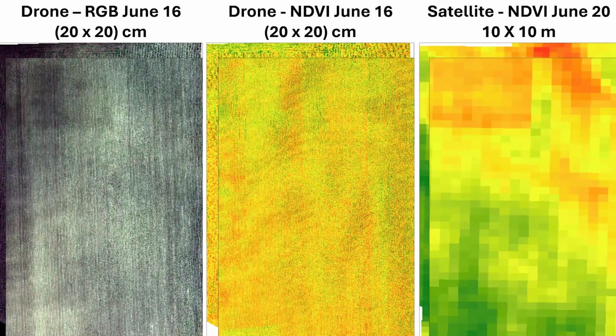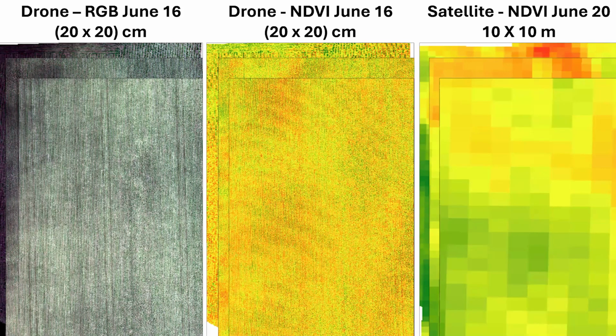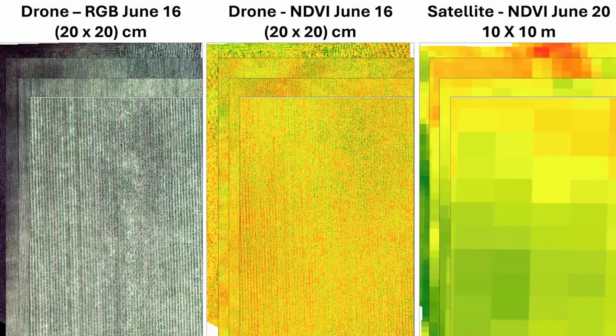If you look at the same field on a slightly different date, this is what we can see with a drone. You can fly on demand, but for satellite imagery, you get it more frequently. But the point is, some of them you can use. On June 16, we could fly, but because of the cloud, we didn't have a satellite image. Now, we have more details in the drone RGB and NDVI maps.